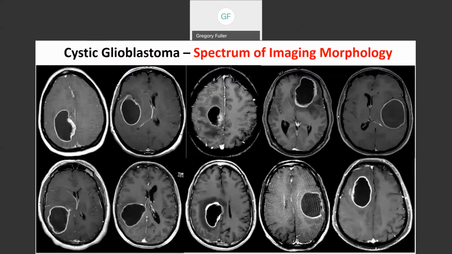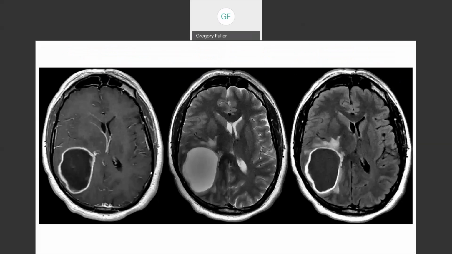Again, let's look at the spectrum of imaging morphology of cystic glioblastoma, 10 cases. These are all different patients. I actually have more than 10, so let's look at a few more. These are all tissue-proven cystic glioblastoma. Look how clean and narrow and regular that rim is. And here on the T2 flare, very little vasogenic edema.